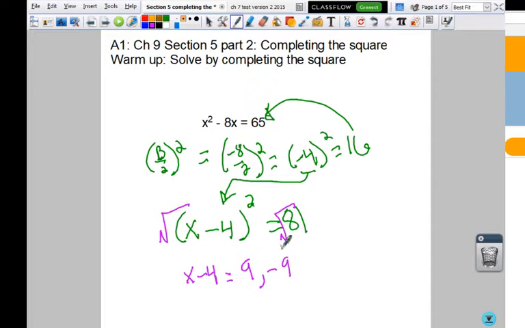Remember, I made this square root myself. My problem didn't come like square root of 81, like that. They didn't say solve it. I made this square root myself. When I make it myself, I have 2 answers. Positive and the negative.